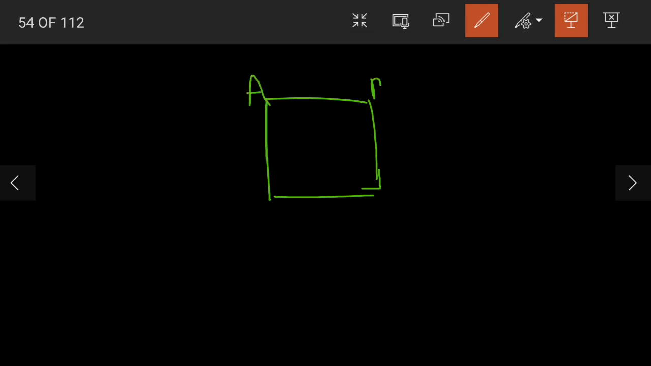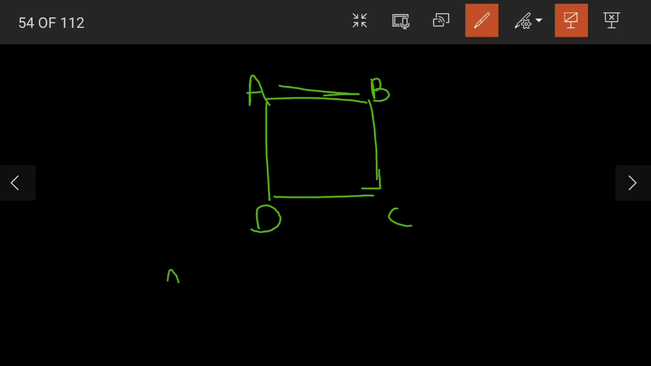Let us name the vertices A, B, C, D. So this is our square ABCD. As you already learned, what are the properties of a square, children? In a square, we can find that all sides are equal. Now what are the names of the sides here?